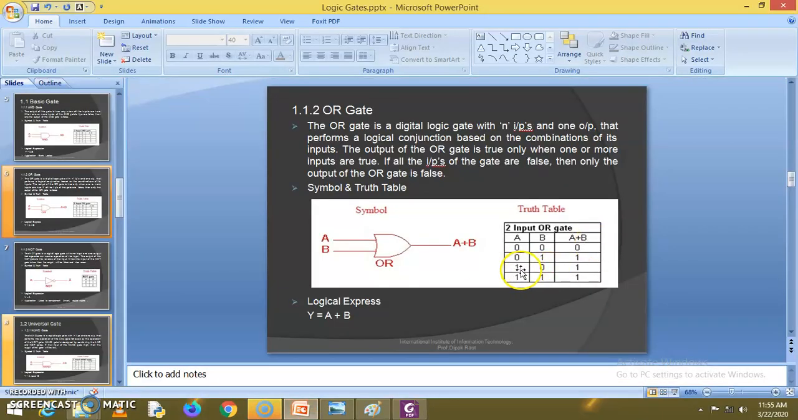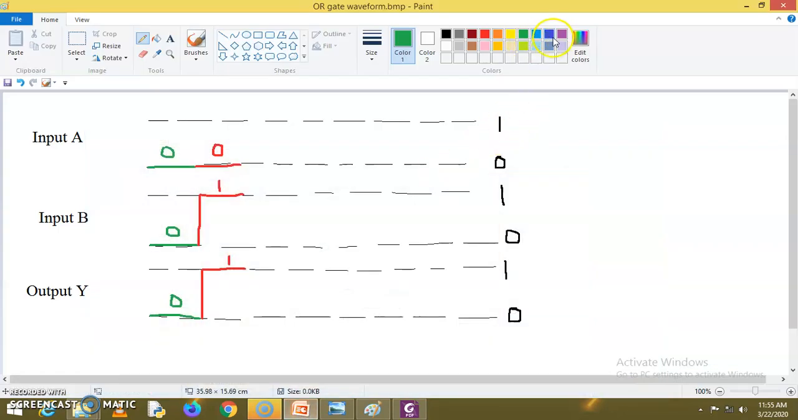And third is again input A is 1, input B is 0, output is 1. So again I'll use any other color. Yes, blue I can use. So input A is 1 now, so it will make the transition from 0 to 1. Input B is 0 now, it will make a transition again and come back to the 0 level. So this is 1, this is 0. That time output is 1, so 1 plus 0 is 1. It will remain in the same state, that is 1. Okay, now this is the third possible input combination.